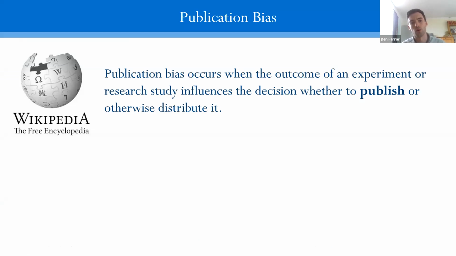Wikipedia says publication bias occurs when the outcome of an experiment or research study influences the decision whether to publish or otherwise distribute it. So great, that's quite a nice definition. And it really gets at this bias against negative results that we often see when we think about publication bias. But actually thinking about it, maybe that's not what publication bias is.